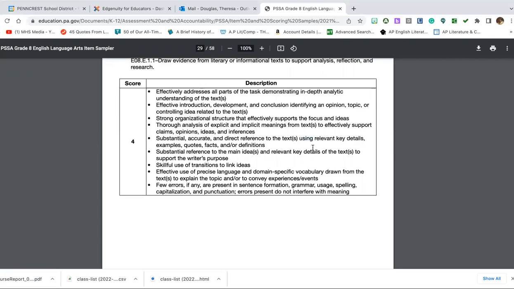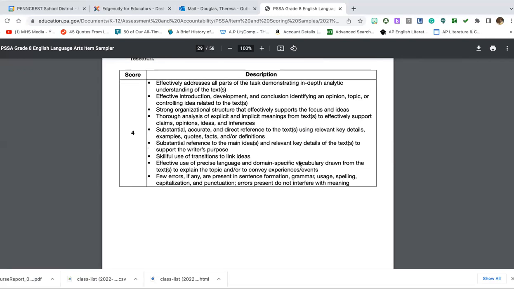It has substantial, accurate, and direct references to the text. And this is where you are constantly reminded a text-dependent analysis is a TDA, and that means you have to go back to the text and use it to support what you're trying to say. And so you might even have substantial, accurate, and direct references to the text, which uses relevant key details. That would include quotes, facts, definitions. You should have substantial reference to the main idea, whatever you're being asked to put forth from the prompt, and relevant key details of the text to support the writer's purpose.